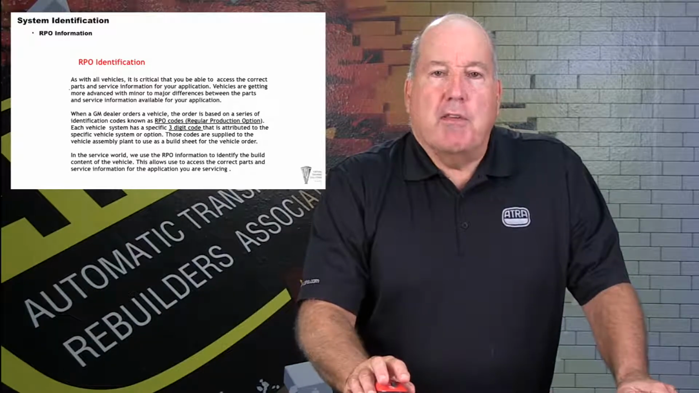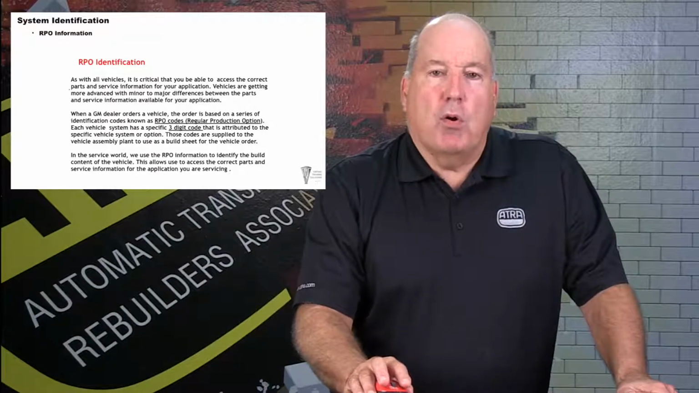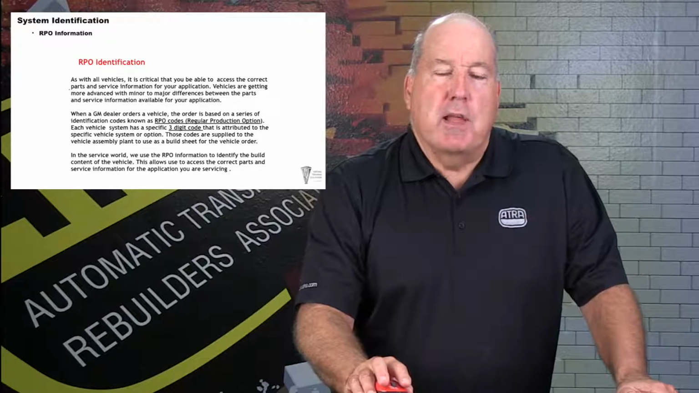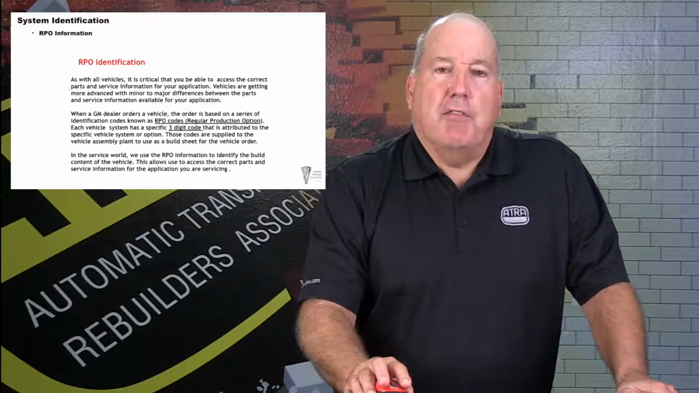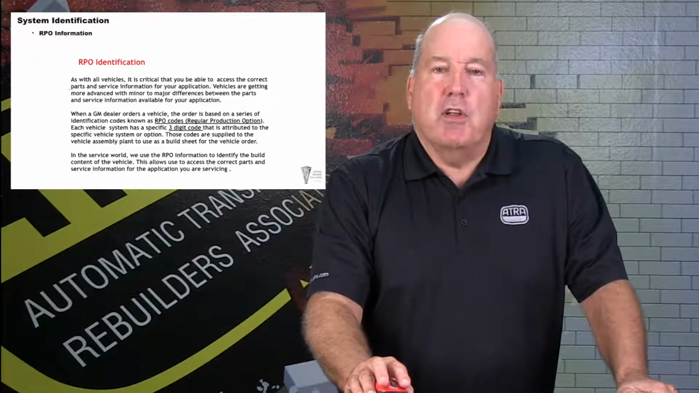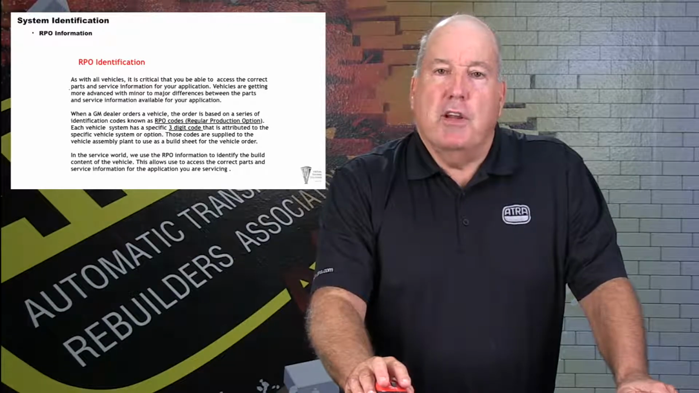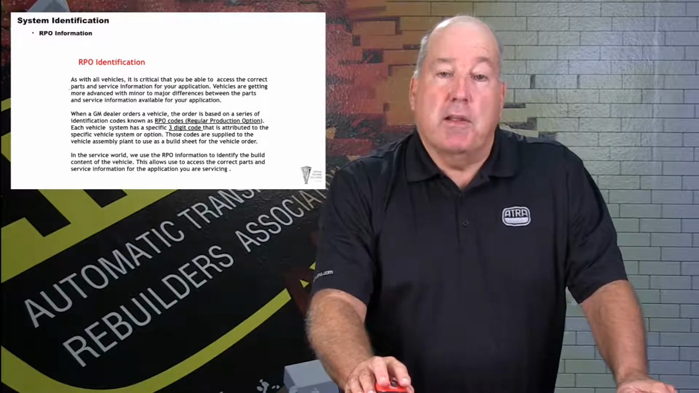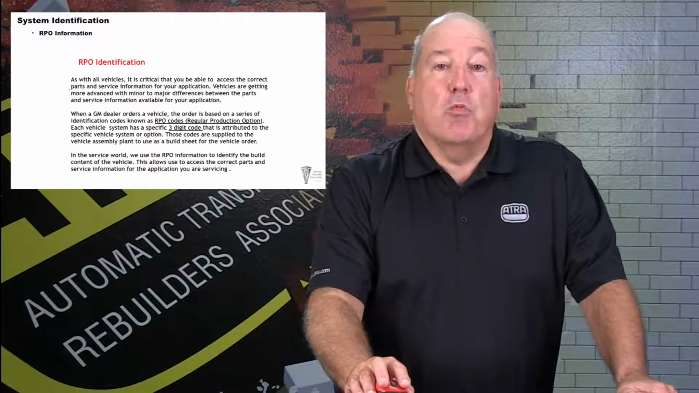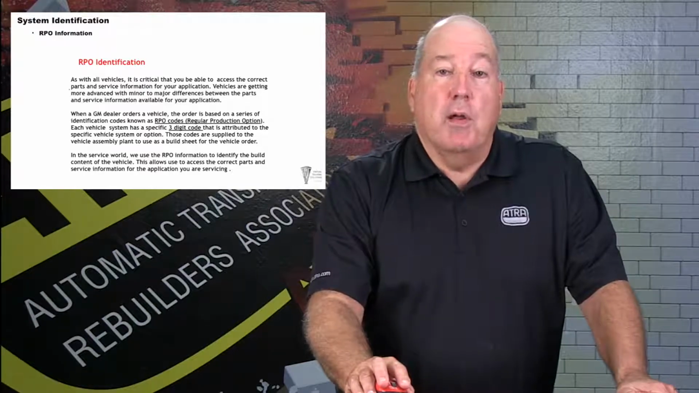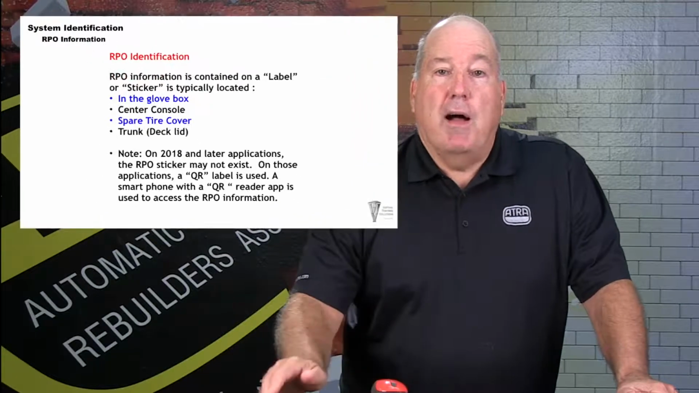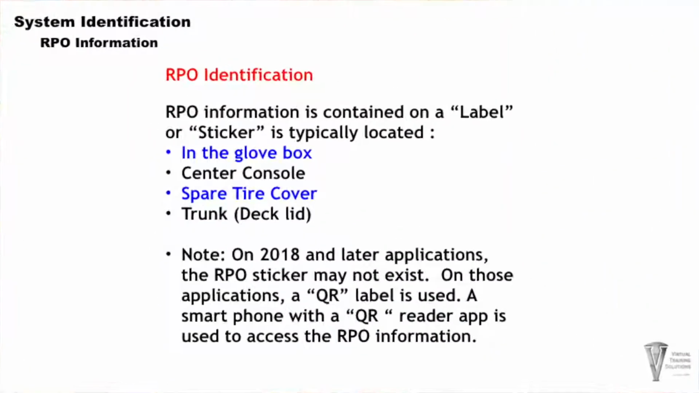As we go through time, obviously, these vehicles are getting more and more complicated. The service information is the same exact thing. You have to have RPO information to make sure that you get the correct part, as well as make sure you get access to the correct service information, because a lot of things are different, such as wiring schematics on the different RPOs.